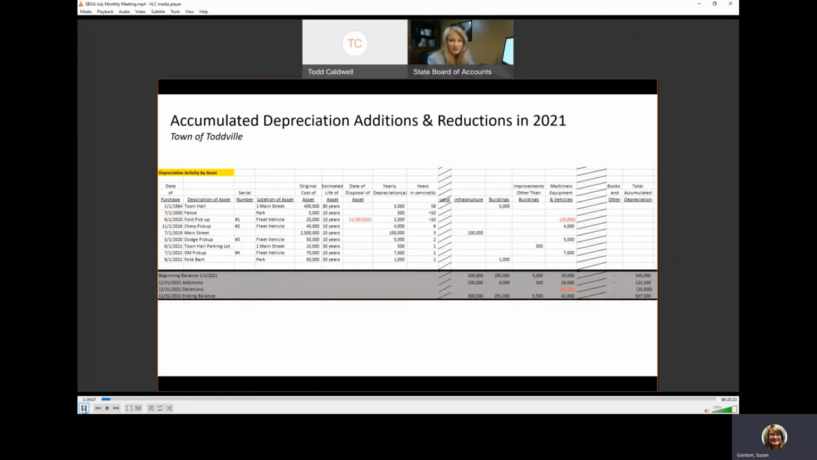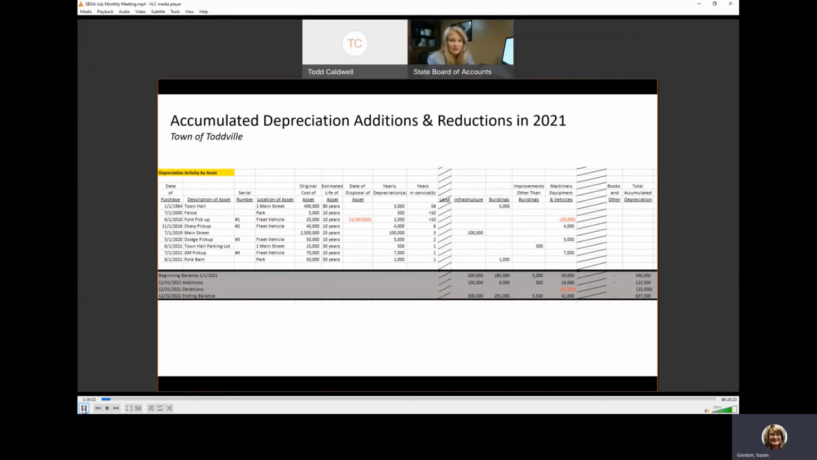All right, so now all I want to look at on this page then is the totals. Because remember, this is the additions and reductions. It's not total accumulated depreciation yet, but that's what I'm going to do down here in the gray area. So that first line, beginning balance 1121, that's what we figured before. And I had a total accumulated depreciation of $540,000.